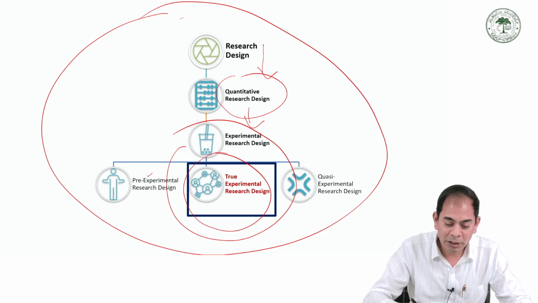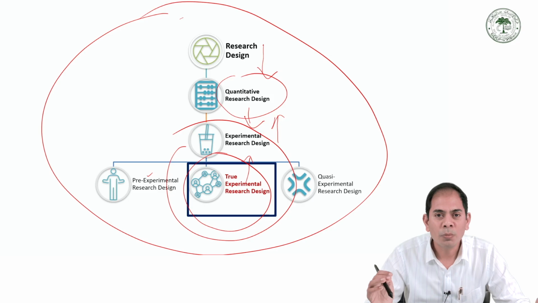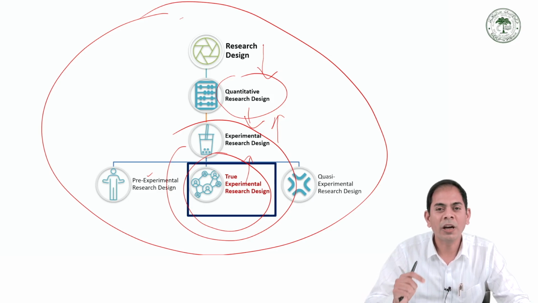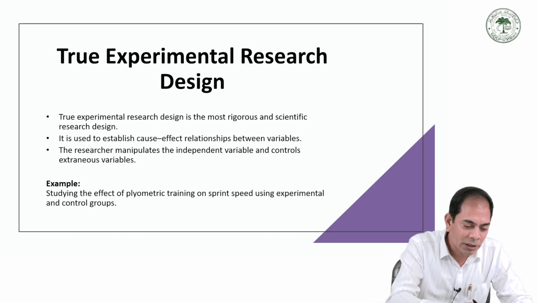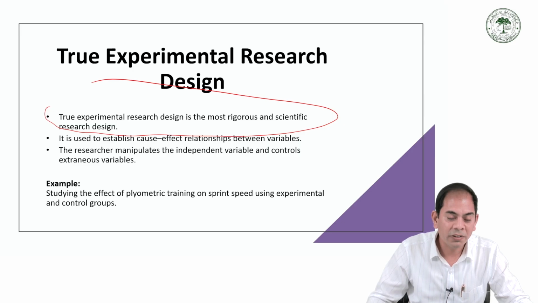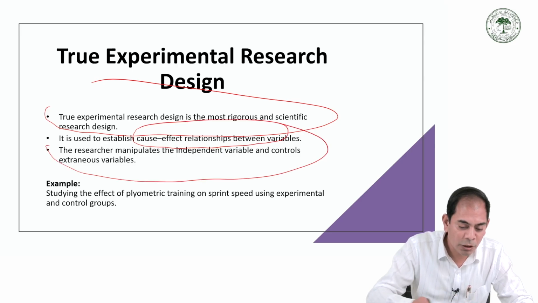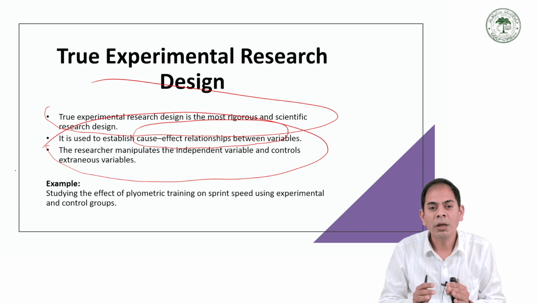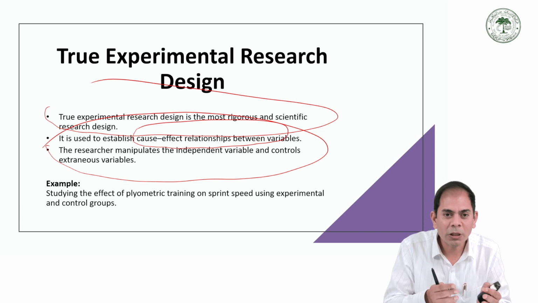The true experimental research design is a type of experimental research design under the quantitative research design. It is the most scientific and accurate form of experimental research. That is called true experimental research design. It is the most rigorous and scientific research design. In this, a cause and effect relationship between the variables is strongly established, and the researcher manipulates the independent variable to find out the effect on the output variable. That is called true experimental design.